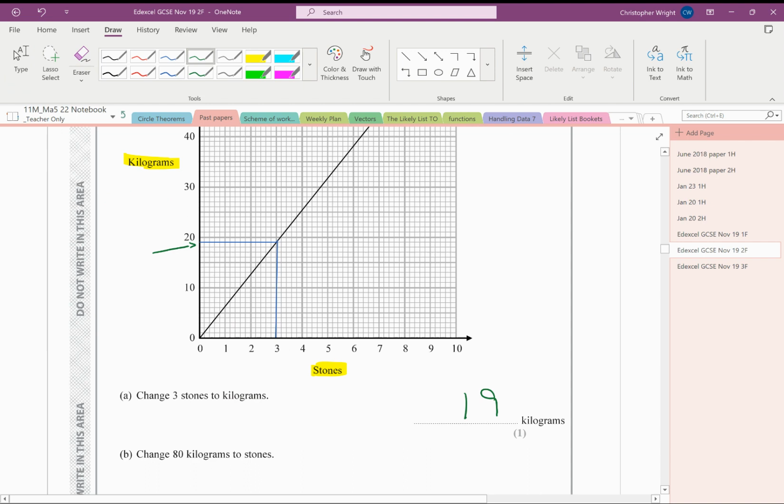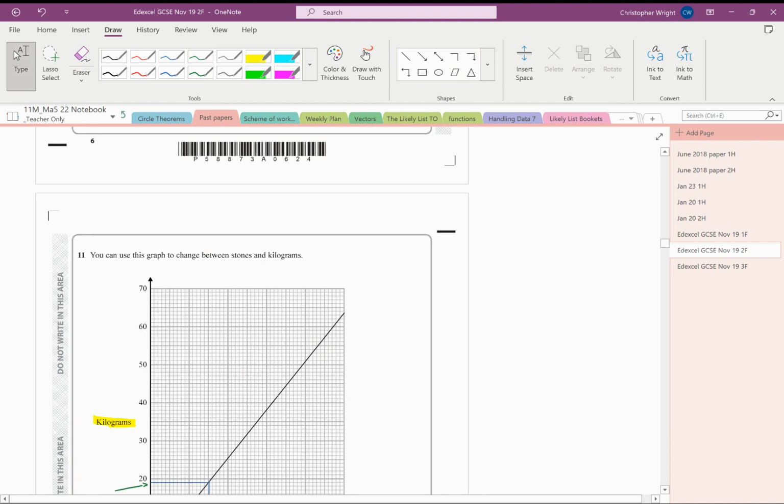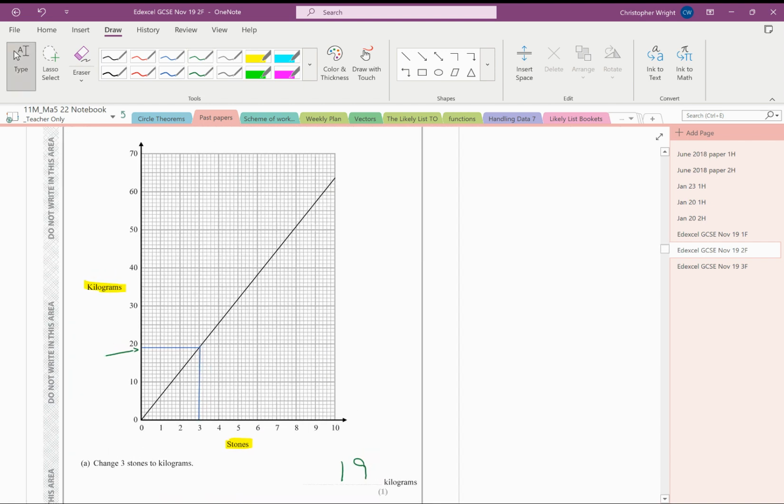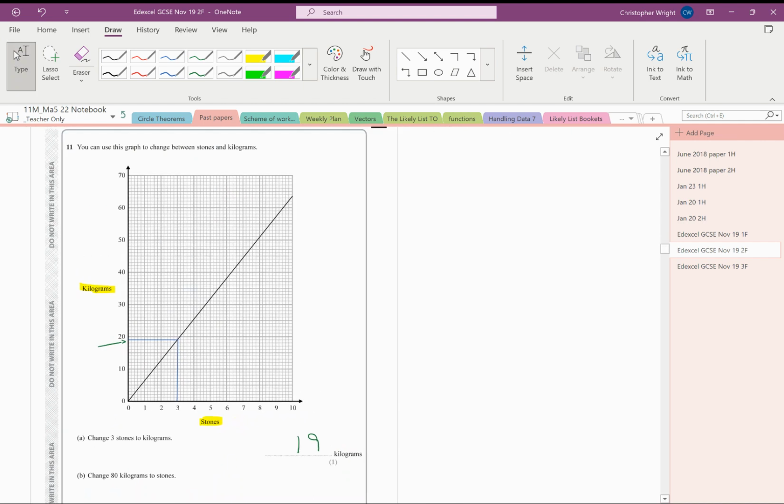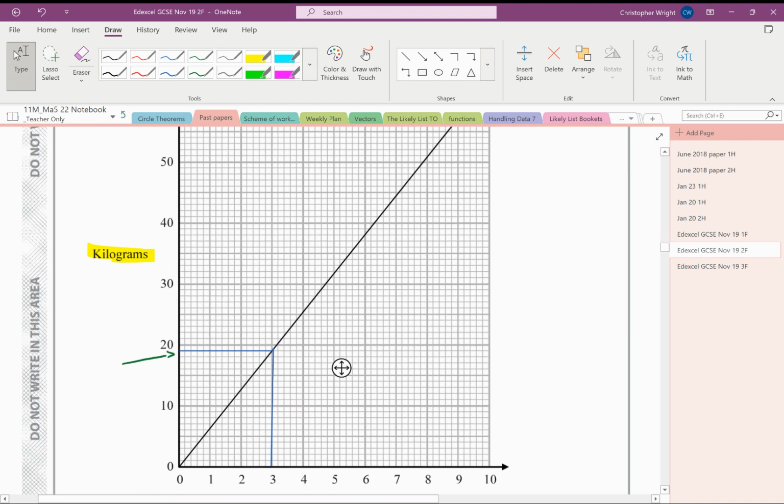Change 80 kilograms to stones. Well, how am I supposed to do that? Because I only go up to 70 kilograms. So the trick is you can't get up to 80 on the scale, but you could do 40 and double it, couldn't you? So let's change 40 kilograms.